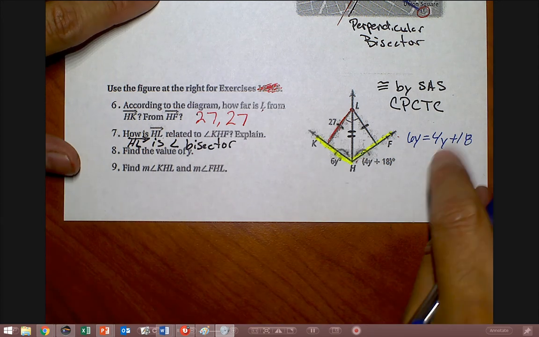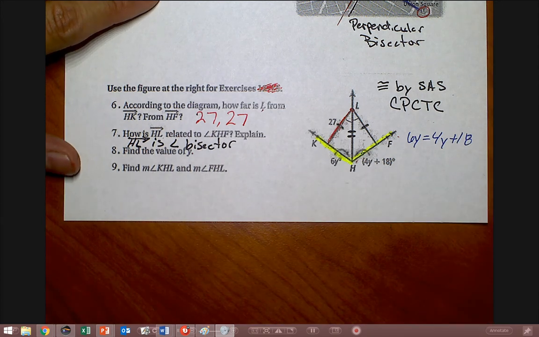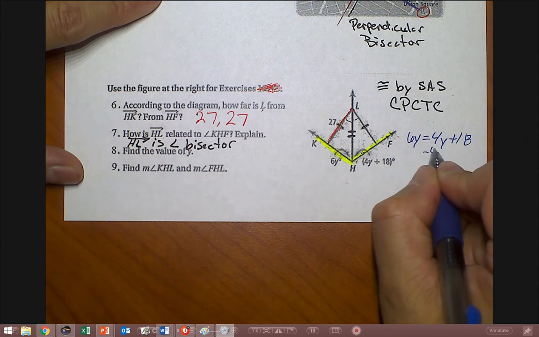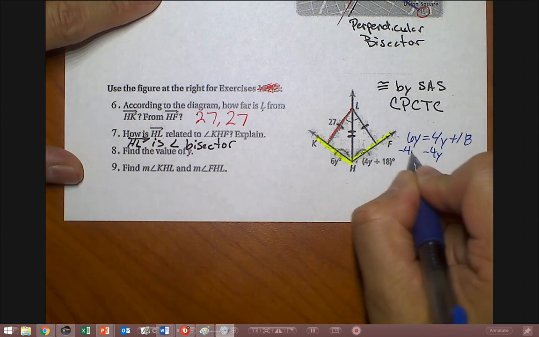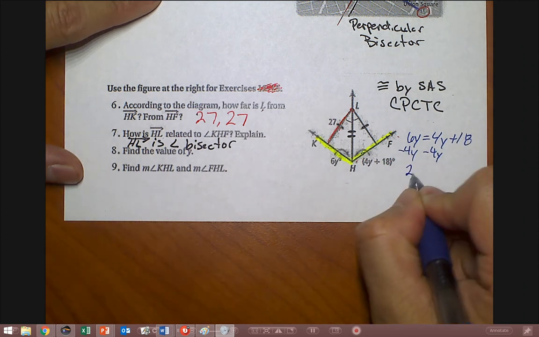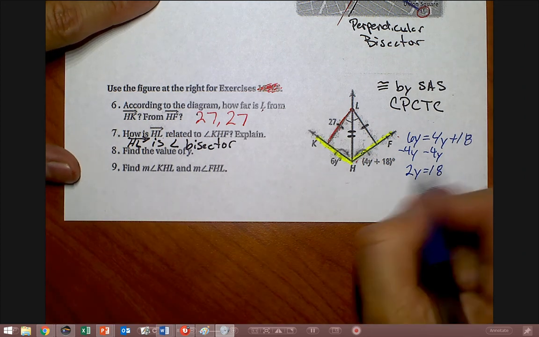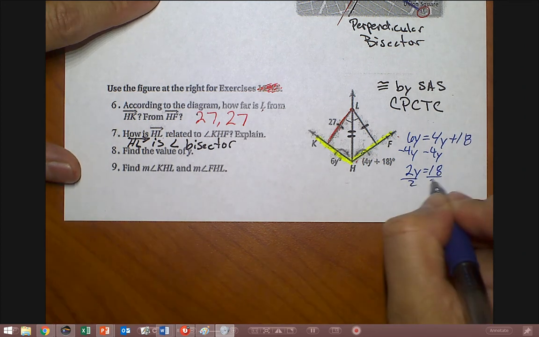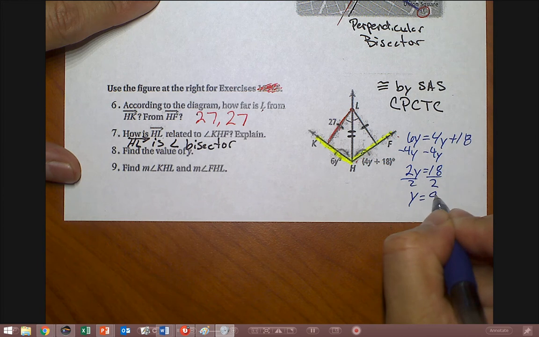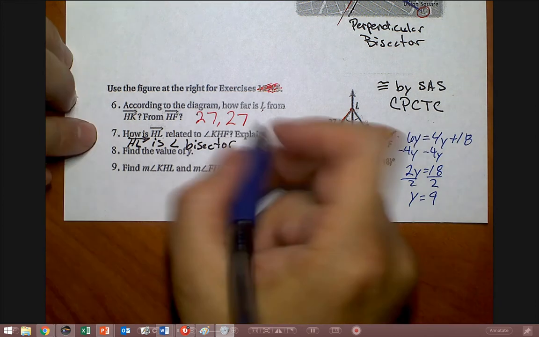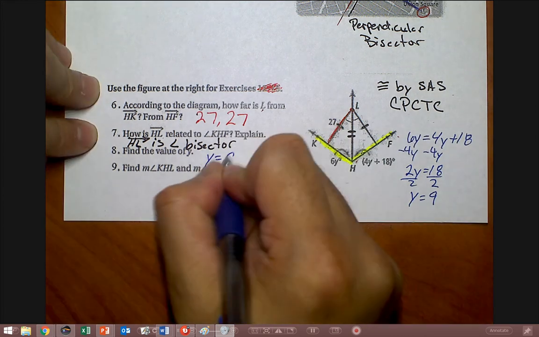All right, so what would I do to both sides of my equation here? Subtract 4y. So I'm left with 2y equals 18. Divided by 2, divided by 2, is 9. Y equals 9.